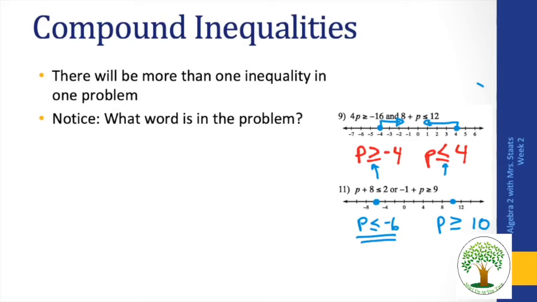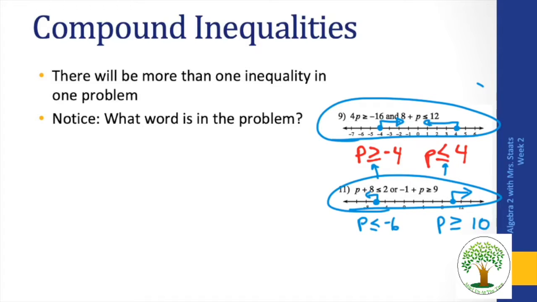This one says that p is less than 6, so I'm going to come out like this. And this says p is greater than or equal to 10, so we're coming this way. All right, so I want you to make an observation about these graphs. I have an and graph, came together, and I have an or graph that went out.